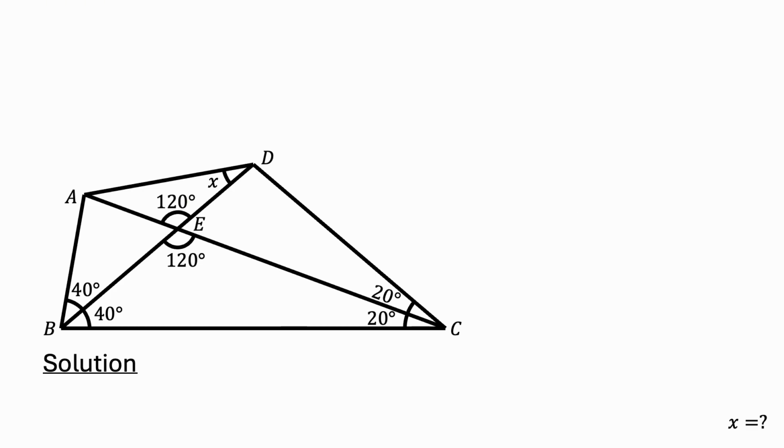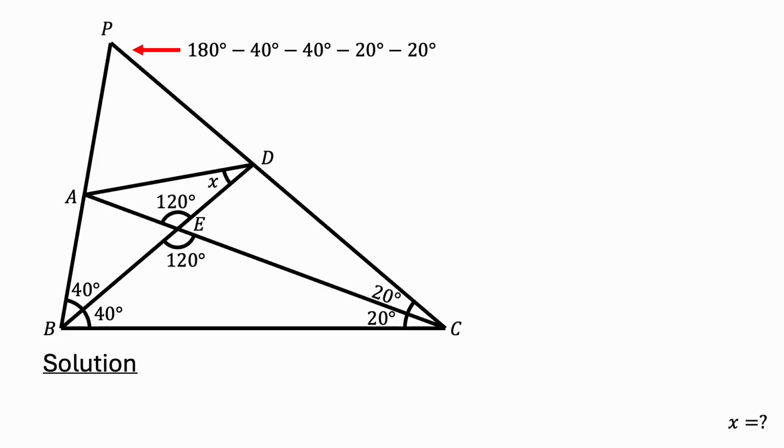Next, extend BA and CD to meet at P. By the angle sum property in triangle BCP, angle CPB equals 180 degrees minus 40 degrees minus 40 degrees minus 20 degrees minus 20 degrees, which equals 60 degrees.